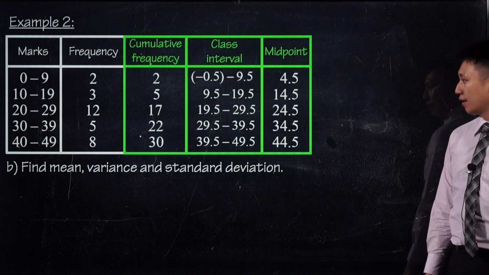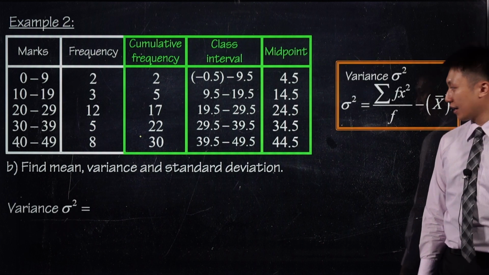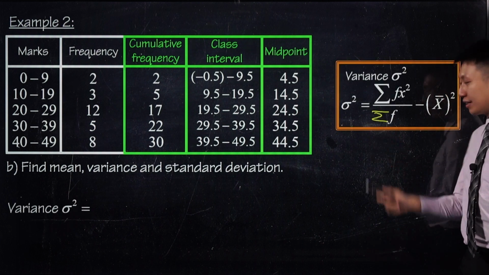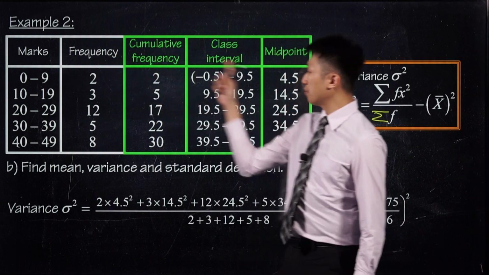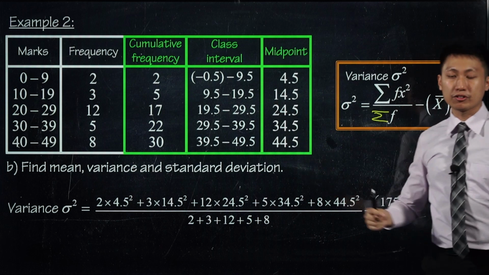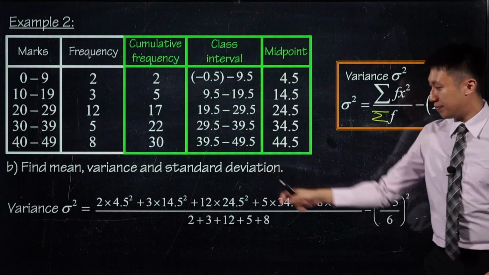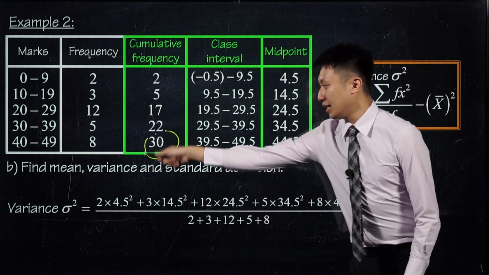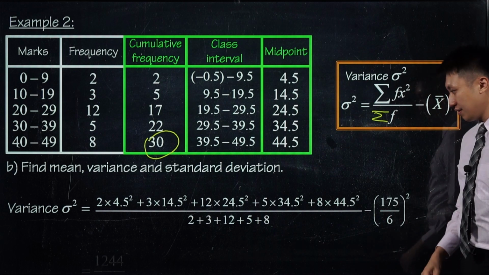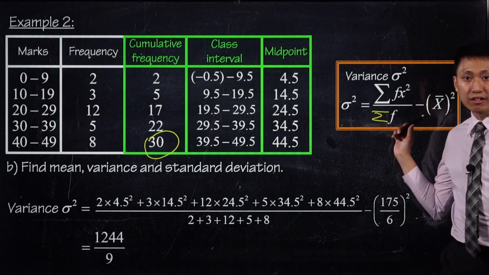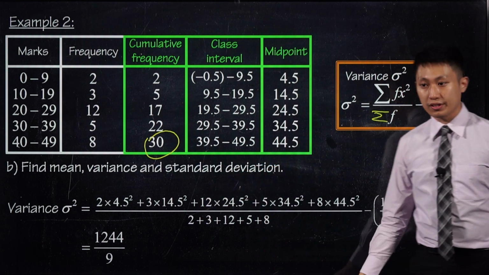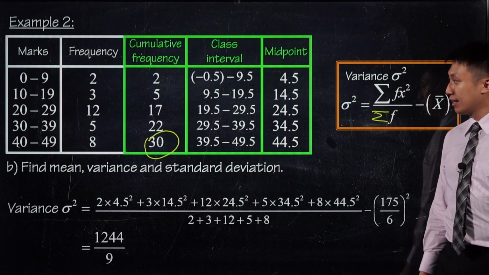Next one, wrong formula, summation, okay. So frequency times midpoint square, add them up, then divide by 30, answer, this thing, minus, remember minus the mean square, the one that you found just now, then 1244 divided by 9.